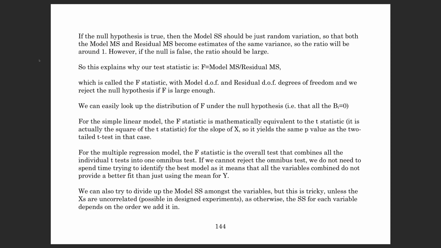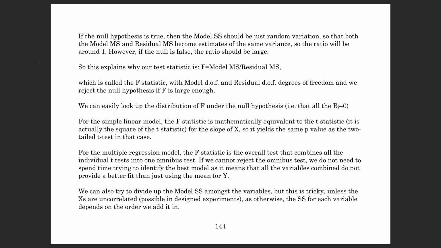So our test statistic is the ratio: the model mean square divided by the residual mean square. We call this the F statistic, with model degrees of freedom for the numerator and residual degrees of freedom for the denominator. And we will reject the null hypothesis that the model is of no use if F is large enough. And we can easily look up the F distribution. An F statistic is something like the ratio of two chi-squared variables. So the null hypothesis would be that all the b_i's are equal to 0.